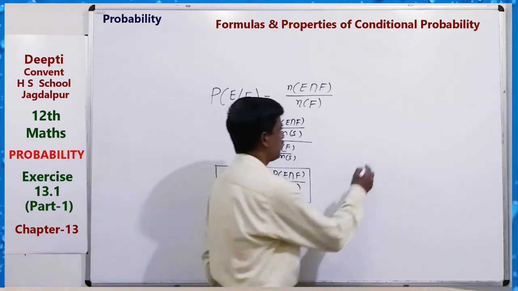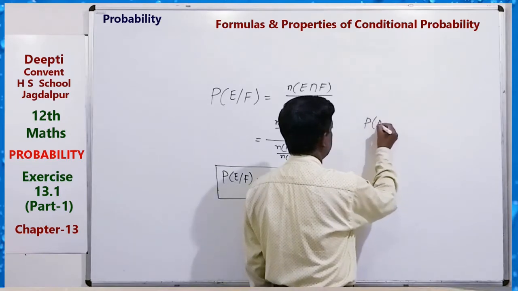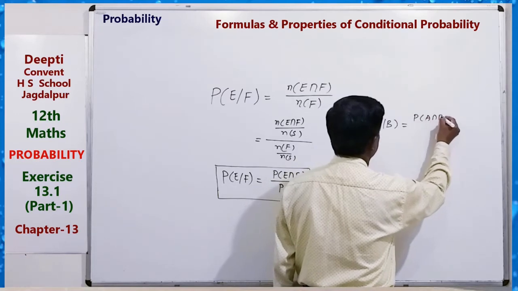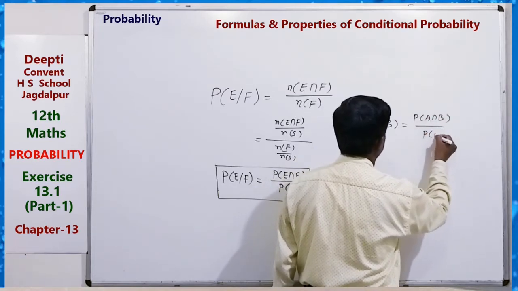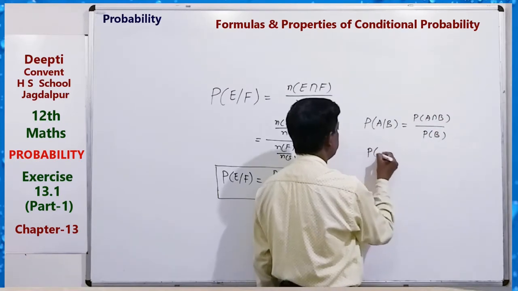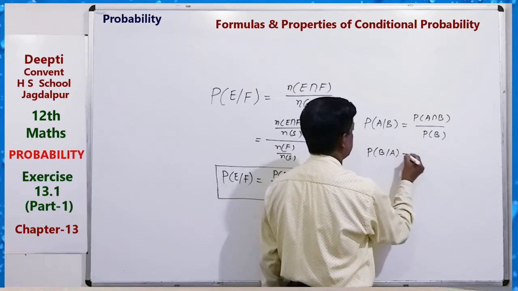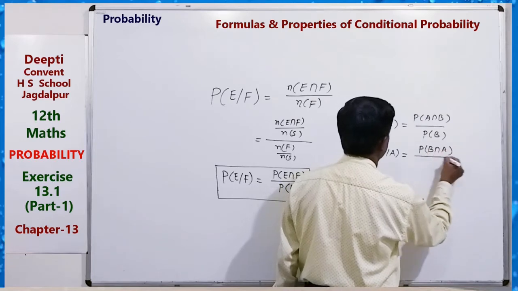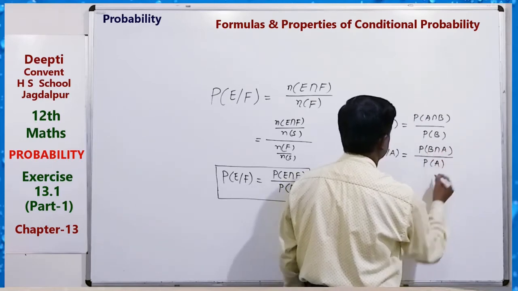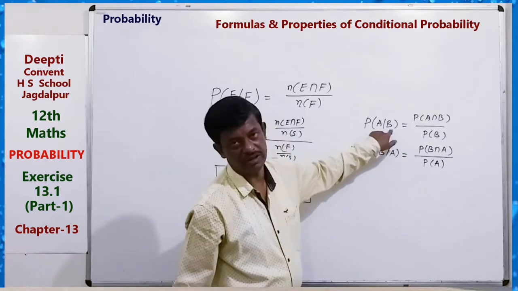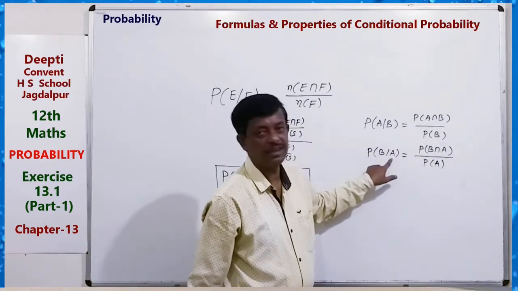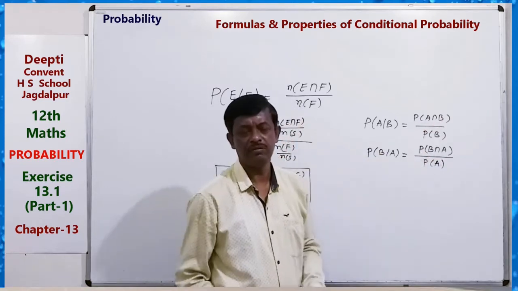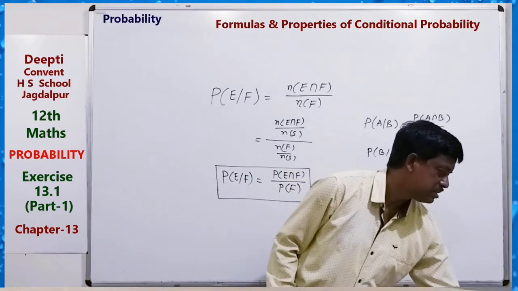So we can now write conditional probability like this. P(A|B) means P(A intersection B) upon P(B). Suppose we are writing P(B|A). Then it is P(B intersection A) upon P(A). In P(A|B), B has already happened, so here it is B. In P(B|A), A has already happened, so here it is A. And B intersection A or A intersection B are commutative, so both are the same thing.